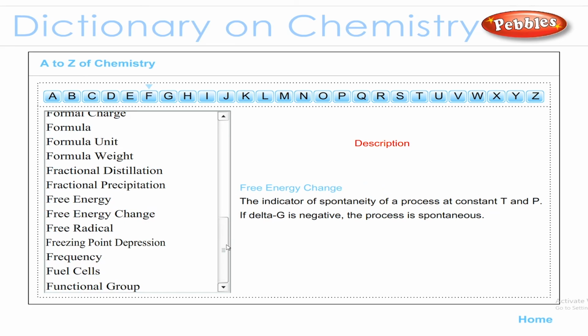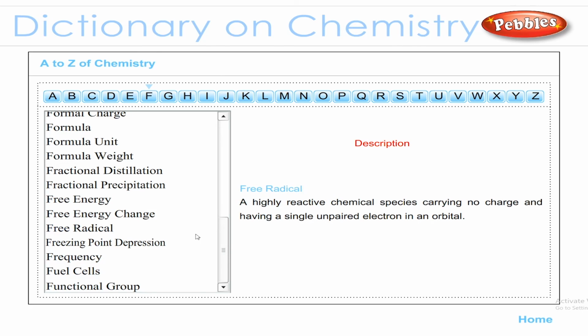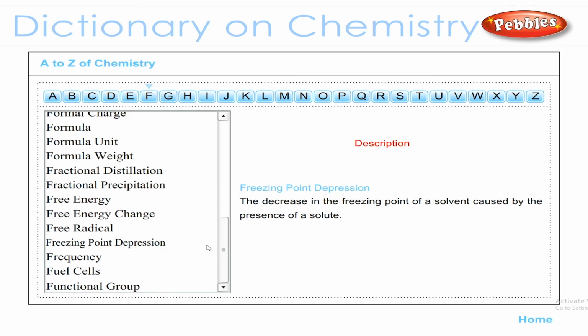Free energy change. The indicator of spontaneity of a process at constant temperature and pressure. If delta G is negative, the process is spontaneous. Free radical. A highly reactive chemical species carrying no charge and having a single unpaired electron in an orbital. Freezing point depression. The decrease in the freezing point of a solvent caused by the presence of a solute. Frequency. The number of repeating corresponding points on a wave that passes a given observation point per unit time.